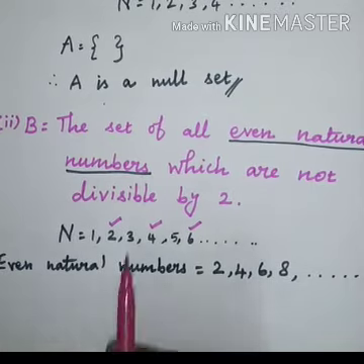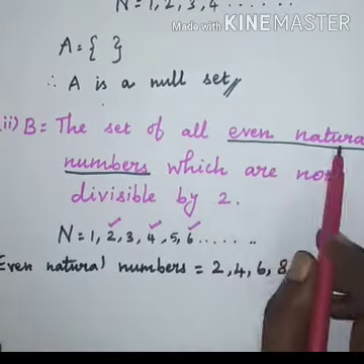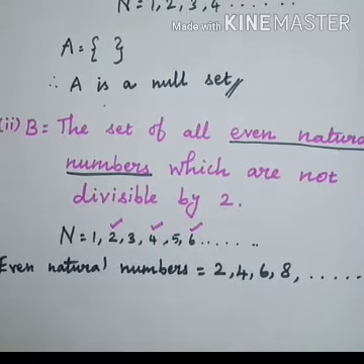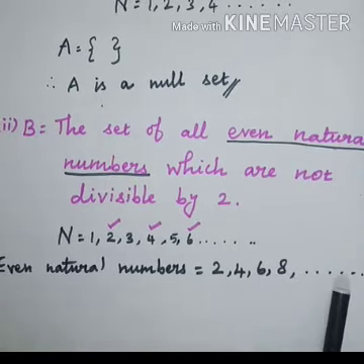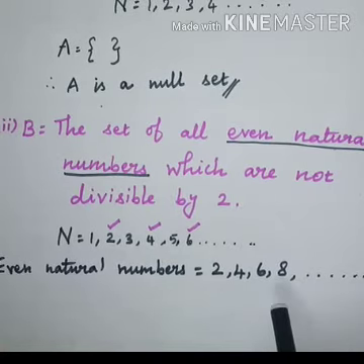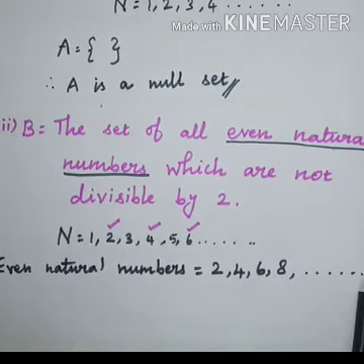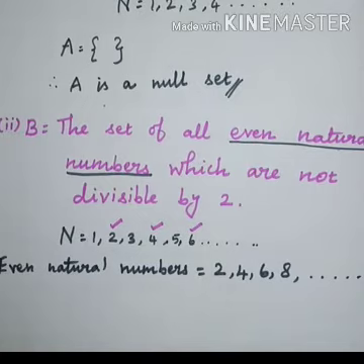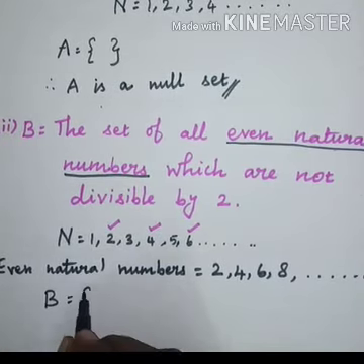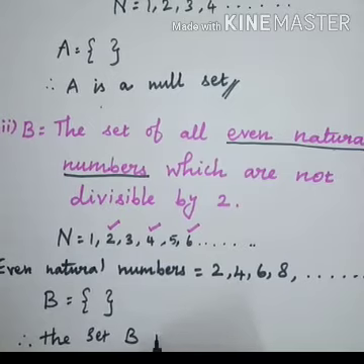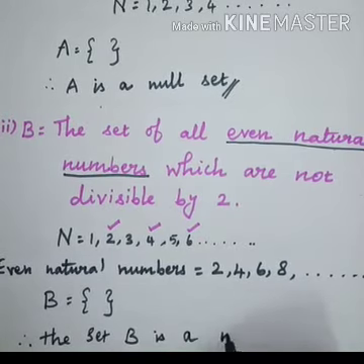In the question they are asking for the set of all even natural numbers which are not divisible by 2. Clearly all the even numbers are divisible by 2. There is no even number which is not divisible by 2. So in the set B there is no element. Therefore the set B is a null set.